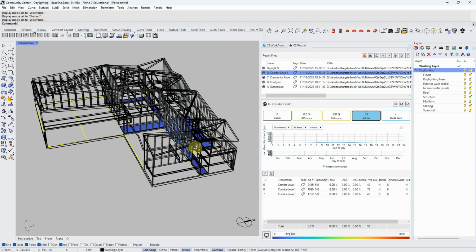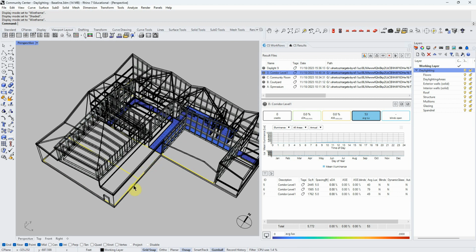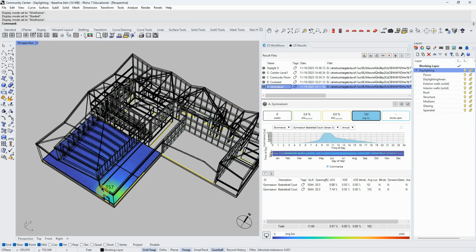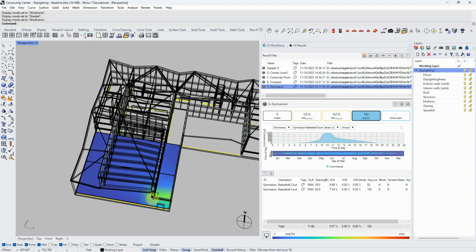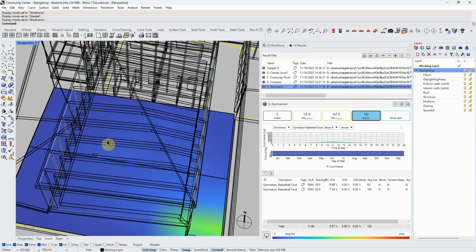And actually, let's just go back to gymnasium, because remember, I had this on an average. I mean, I had it on a specific day, so we actually have a lot more light in here than I even was saying on an average.